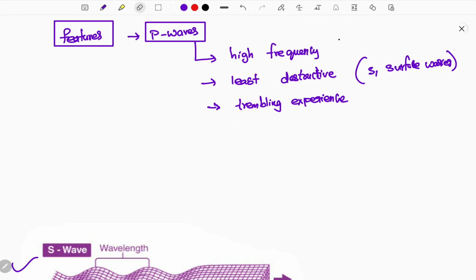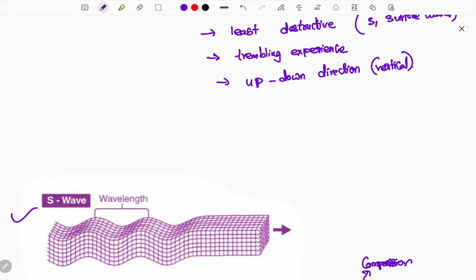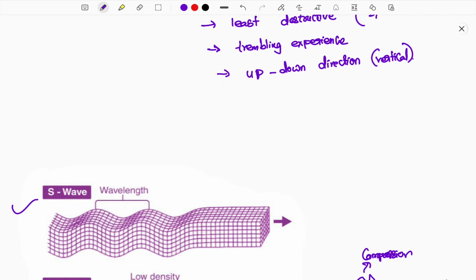Okay guys, this trembling experience is because of the up and down feature. It is in an up and down direction, or vertical in motion. So P waves traveling create a trembling experience on the surface of the earth.